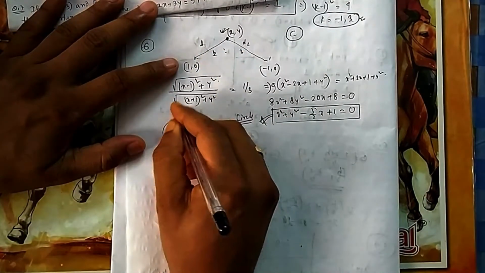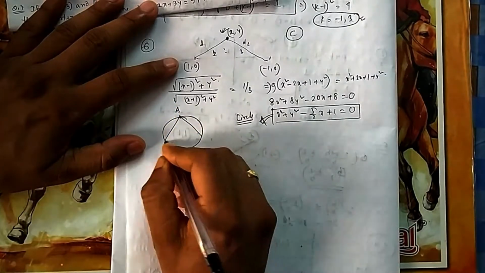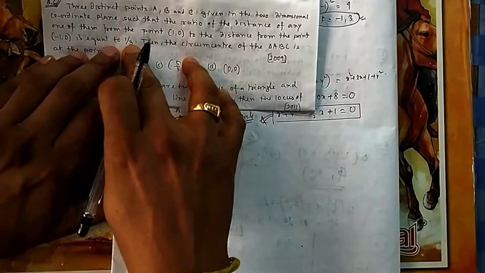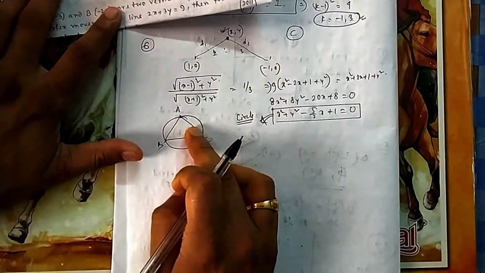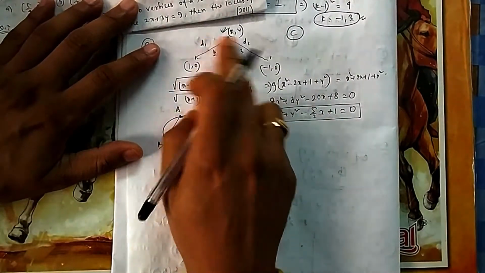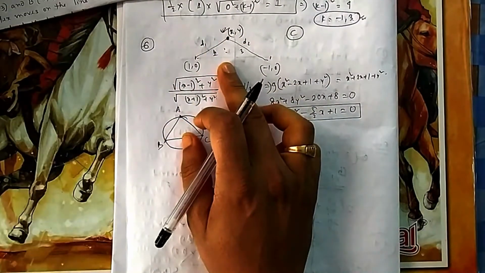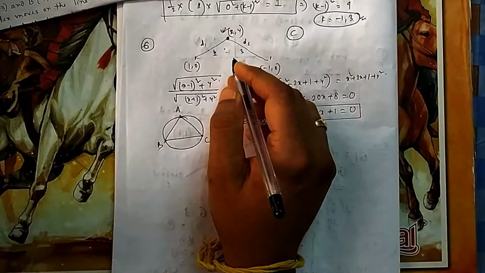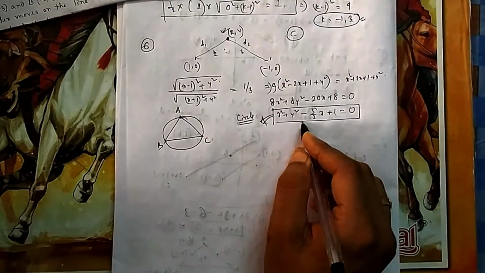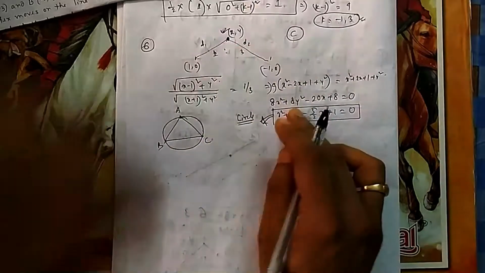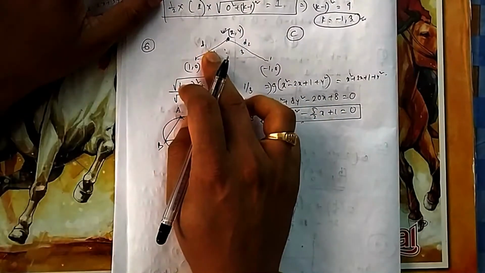That means your ABC should lie on it. Forget about ABC. If you take 6 points, 7 points, 8 points, which are at this ratio 1:3, all these points should lie on this circle. If they lie on this circle, then this ratio is maintained. I am not drawing it here because it will make it complicated. So if the point lies on this circle, then this condition is satisfied.